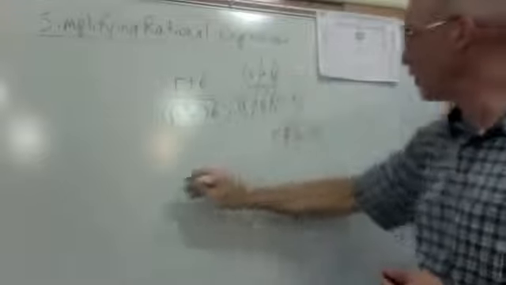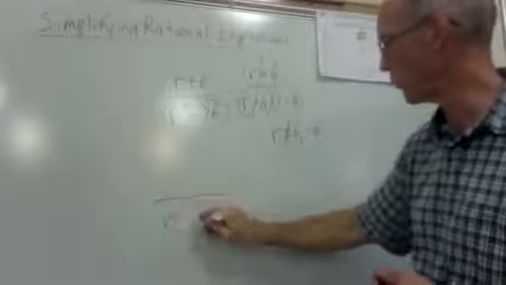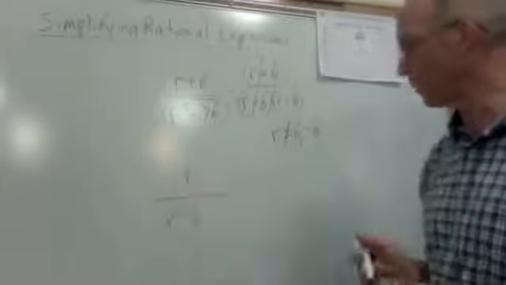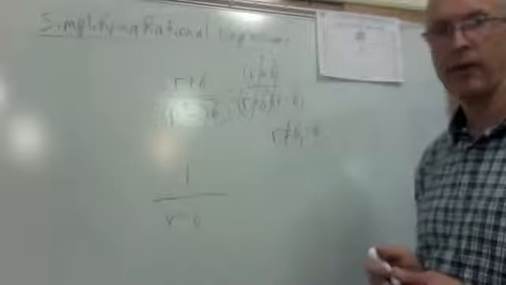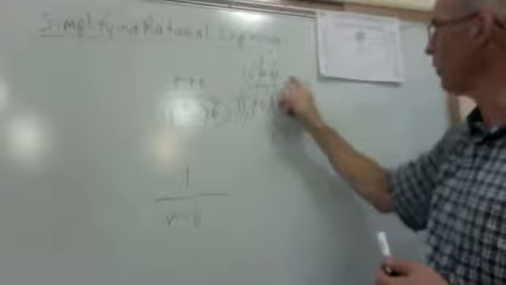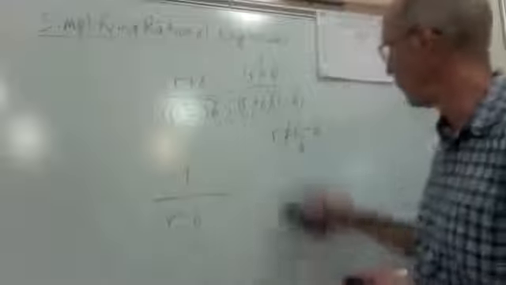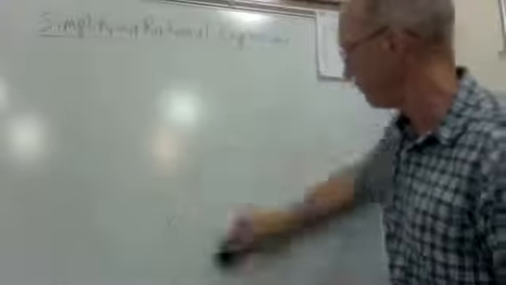Now you can't just leave nothing up on top. It can't be blank, and we'll have r minus 6 down below. So you put a 1 as kind of like a placeholder there. Does that make sense? Cancel, you're left with r minus 6 down below. You need a 1 up above, and that's how you would simplify that problem. Okay, and those are your excluded values. Let's try another one.